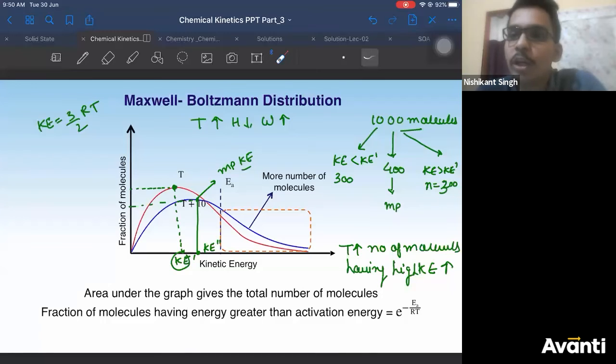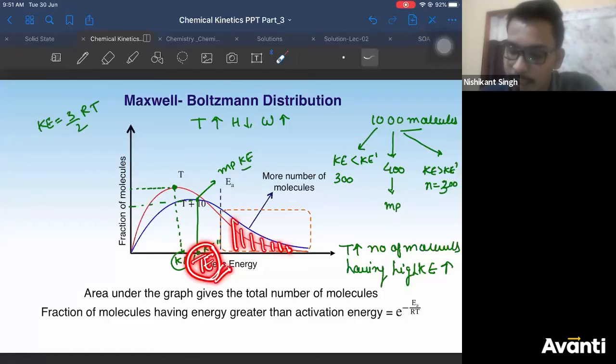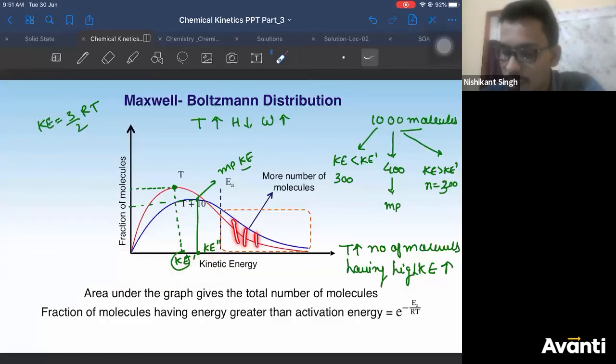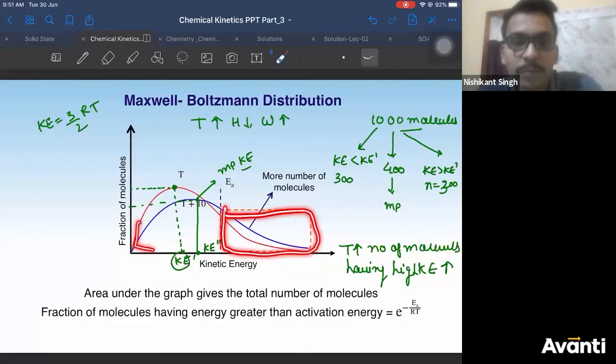No, Athar, we cannot take the area. Athar, let us assume this was your activation energy. This kinetic energy was your activation energy. Now this side represents the molecules having energy greater than activation energy. Or let's say this is your threshold energy. So this side represents the molecules having energy greater than threshold energy, and this side represents the molecules having energy less than threshold energy. So which energy will decide your rate of reaction? The molecules having more than threshold energy, right? So therefore you have to consider only this side of the graph, not this side of the graph. Is that clear?